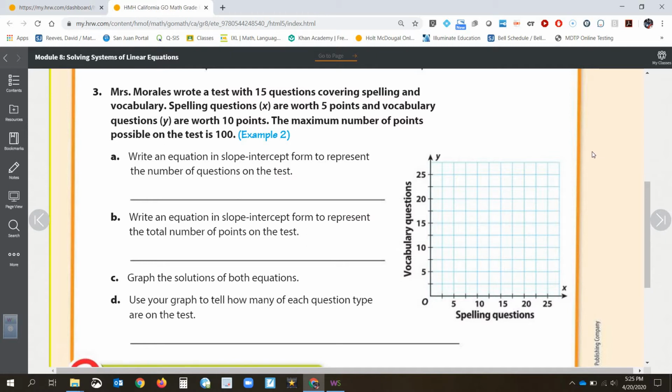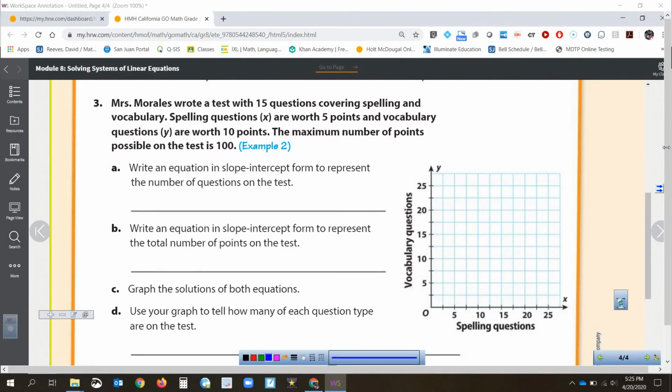It says Mrs. Morales wrote a test with 15 questions covering spelling and vocabulary. Spelling questions, X, you can see on the X-axis, they've assigned spelling questions to be X, are worth 5 points, and vocabulary questions, Y, so here's the Y-axis with vocabulary questions Y, are worth 10 points. The maximum number of points possible on the test is 100.